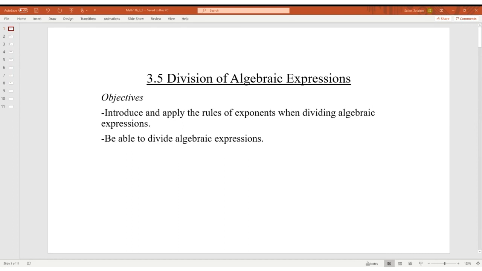So our lesson for today is 3.5, division of algebraic expression. We are going to talk about properties of exponent and use them in dividing polynomials. And finally, we'll see how to divide a polynomial by another polynomial. Okay, so if you have any question, I'll use the next 2 minutes for that. Otherwise, I'll start the lesson for today.